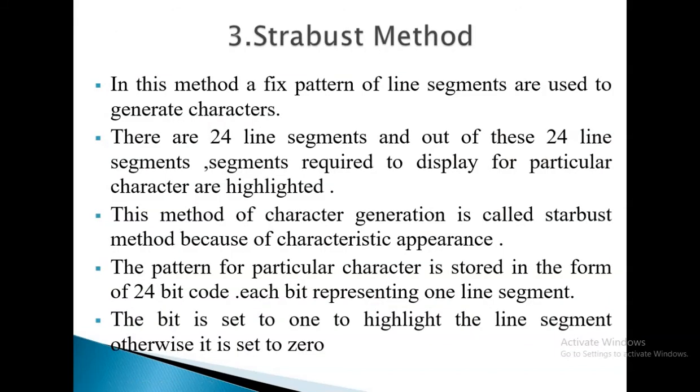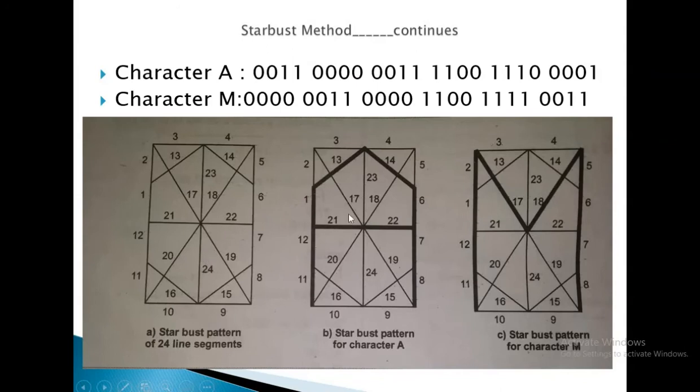The third method is the starburst method. In the starburst method, there are 24 line segments, and by using 24 line segments we draw a character. In these 24 line segments, whichever part of the character is drawn is highlighted, and the value of that line is 1, otherwise it is 0.